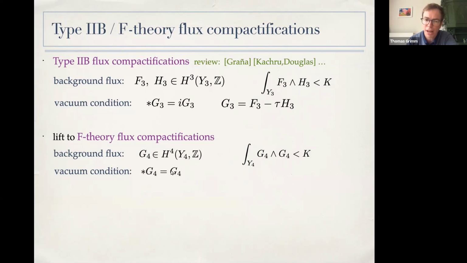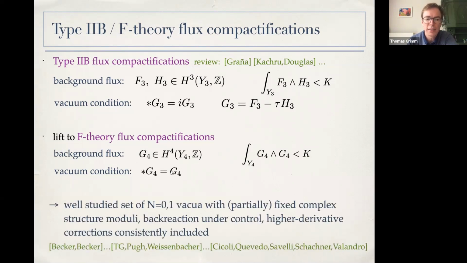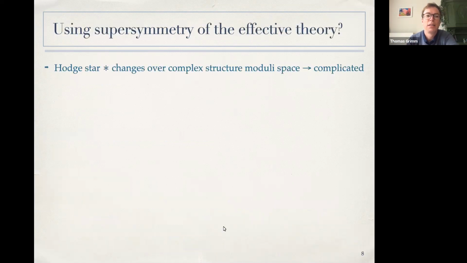And we want to study these flux vacua in the following. Why do we want to do that? Well, because this setting is really well justified, right? This is a very well studied set of N=0 and N=1 vacua, and it is known from examples that some complex structure moduli can be fixed from this. The back reaction is under control, and higher derivative corrections can be consistently included. And I think it's fair to say there is no minimally supersymmetric setting which has been studied to this much extent, right? So this is our motivation, or that is our setting. And when I say it has been studied a lot, that means mostly in examples, but why is it complicated to get general insights about this?